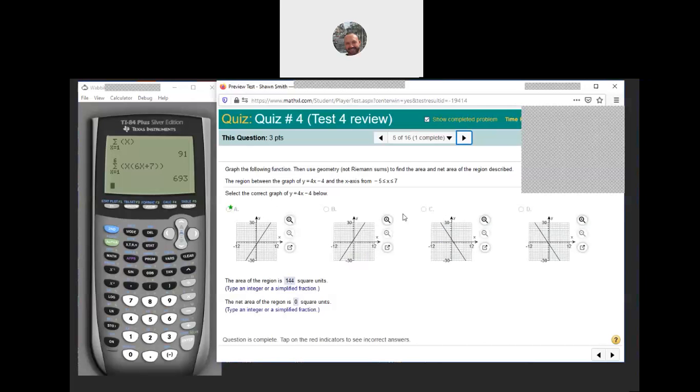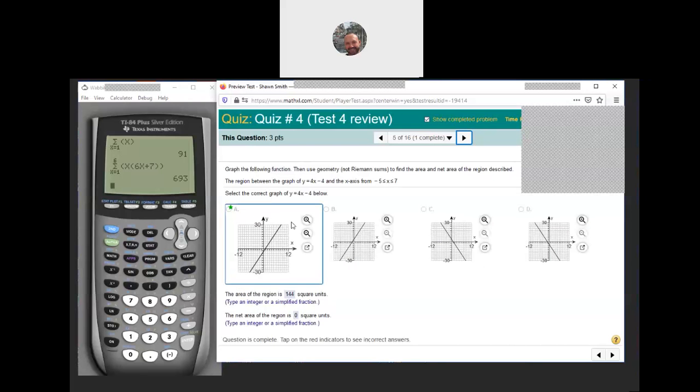All right, this one says just use geometry. This is fairly easy. In geometry, all you're doing is looking at areas of rectangles and perhaps triangles. So here's the correct graph, and we want to figure out what is the area from -5 to +7.